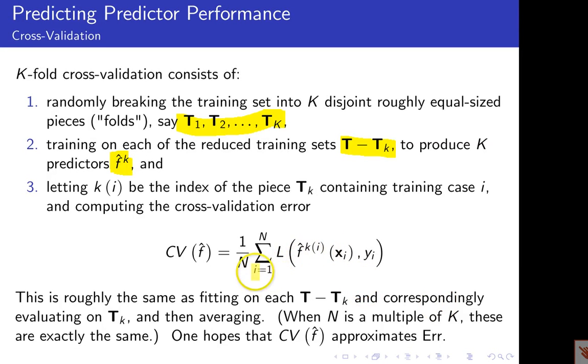For each training point, I will find the fold that it is in. I will find the corresponding predictor with that fold eliminated, or fit with that fold eliminated. I'll plug in the X and the Y, I'll compute a loss, I'll add up across all of the training points, and then I'll average to get a so-called cross-validation error for the method.